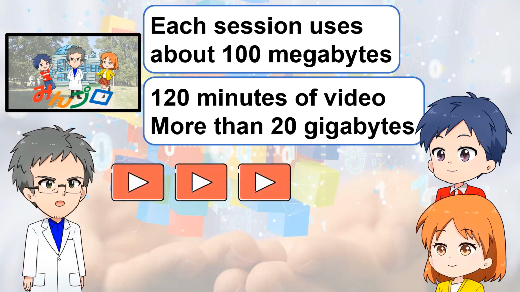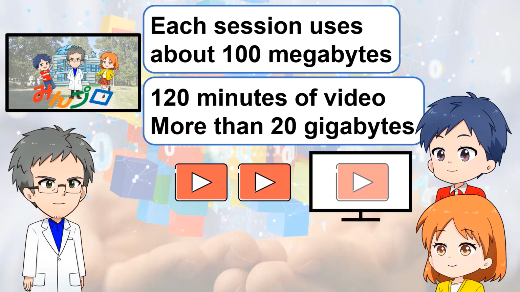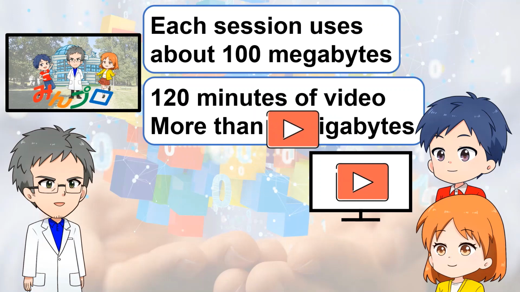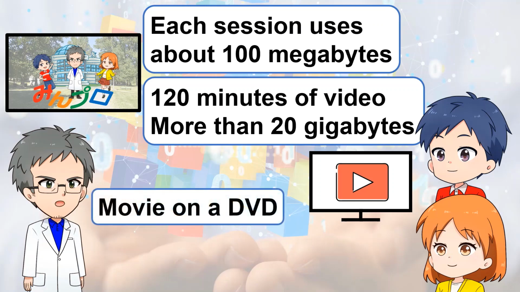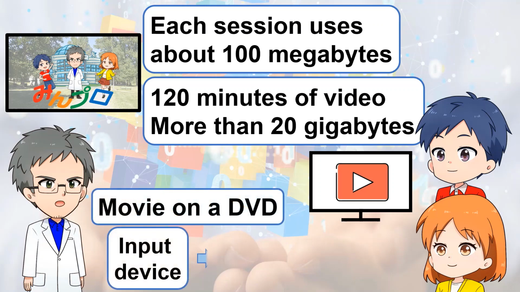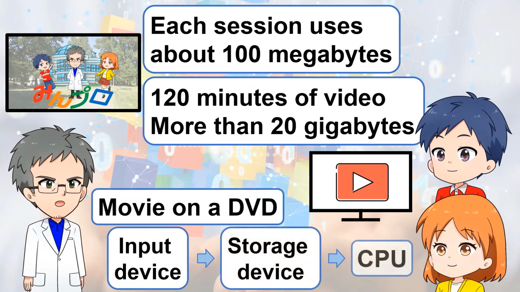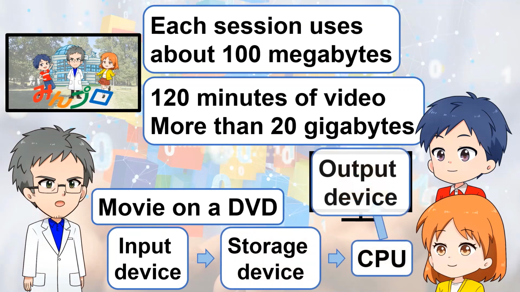It's okay if all 120 minutes do not fit in. The computer repeats the process of inputting and displaying 1 minute of data, and then inputting and displaying the next minute of data. I see. There's no need to worry. When watching a movie on a DVD, the data flow from the input device to the storage device, the CPU, and then to the output device. I'll explain that later.